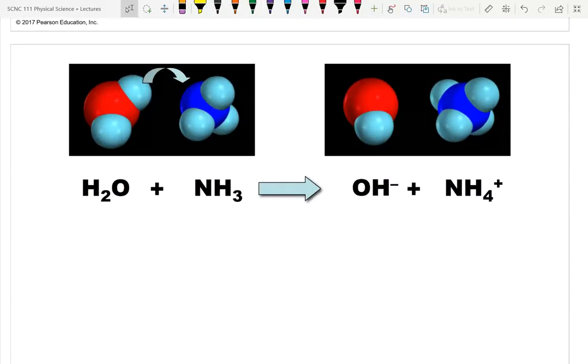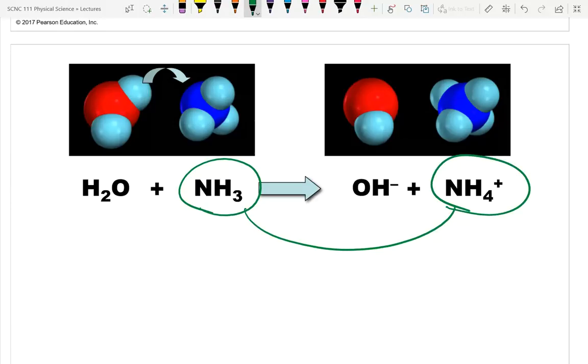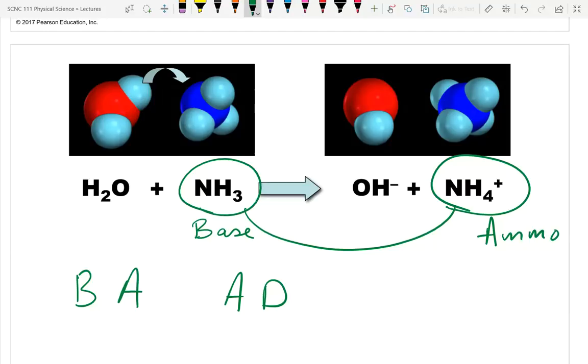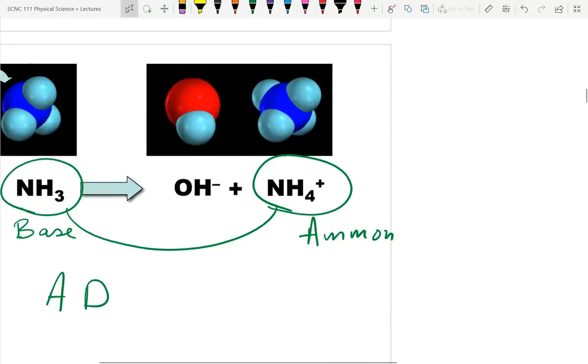Here's another reaction. Water again and ammonia. Did the ammonia donate a proton or did it accept one? It accepted. So that means that it was a base. This here is called ammonium. You can see the hydronium was water with an extra hydrogen. Ammonium was ammonia with an extra hydrogen. So that must be indicative of getting that extra hydrogen on there.